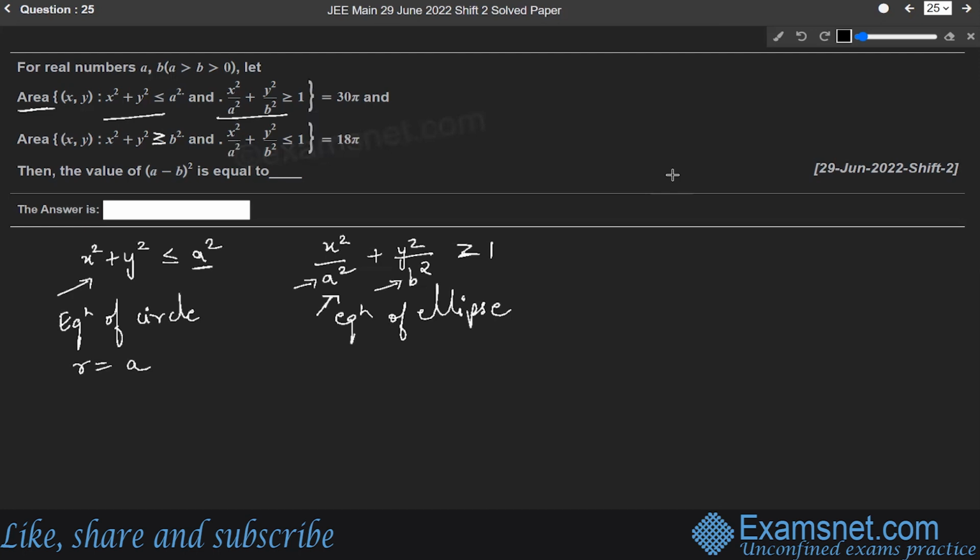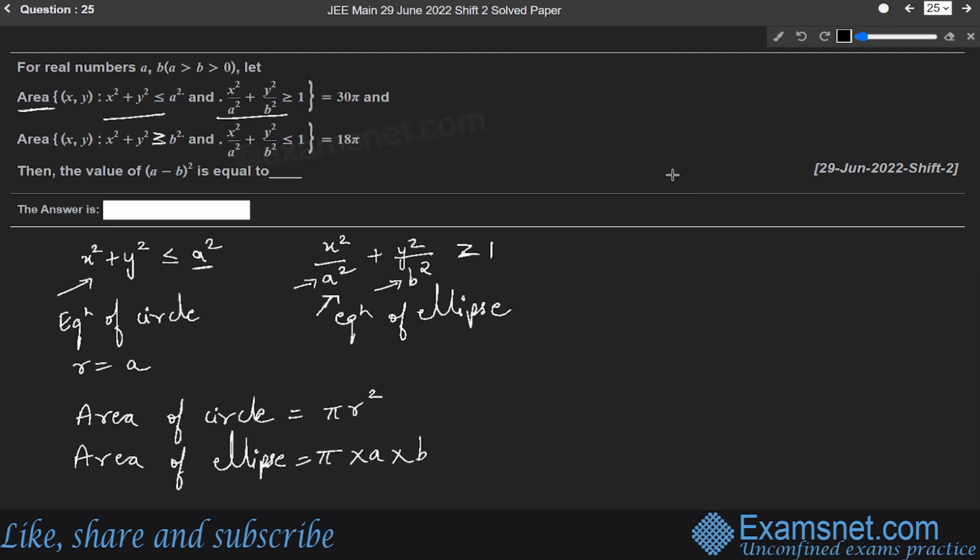The basic formula to calculate the area of a circle is pi r square. R is the radius here. And the basic formula to calculate the area of an ellipse is pi into a into b. What is a? a is the semi-major axis and b is the semi-minor axis. So we have to use both these formulas to calculate the area here, right? But firstly, let us understand which is the area that we have to find.